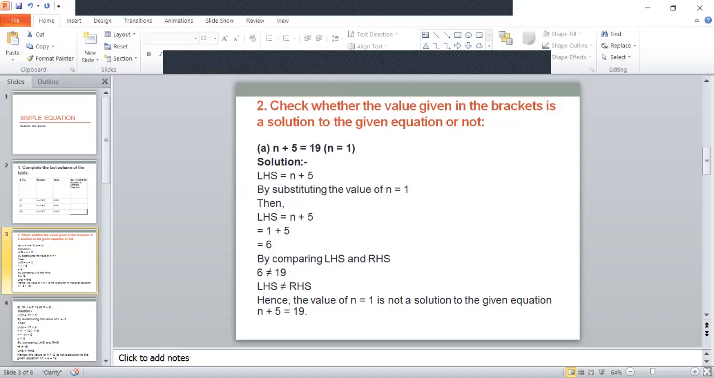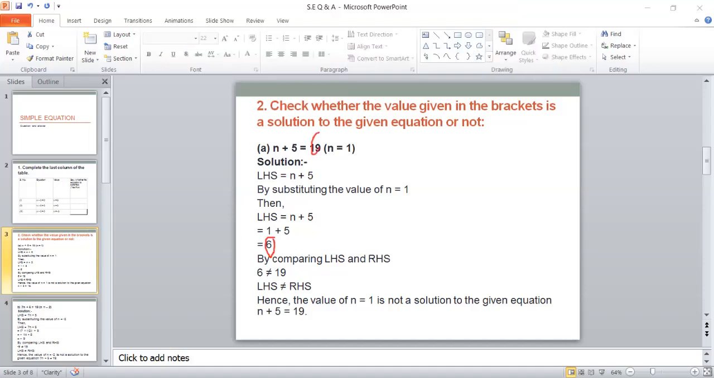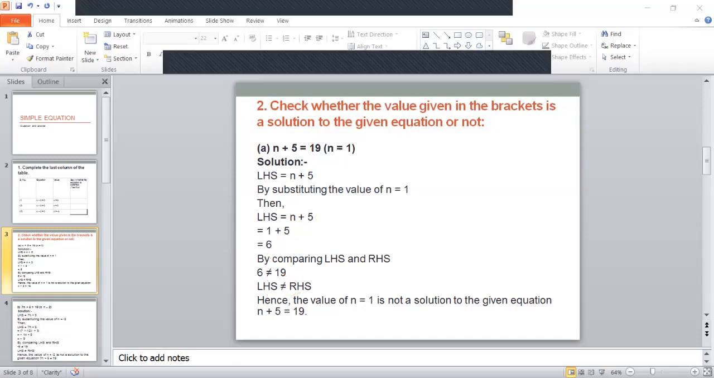The LHS side is n plus 5. So in the place of n, if we put 1, we get 1 plus 5 is equal to 6. But look here. The value of the LHS side is 6, but the RHS side is given as 19, whereas 6 is not equal to 19, right? 6 is not equal to 19, hence LHS is not equal to RHS. Hence we can say for the value n is equal to 1, this equation is not satisfied.